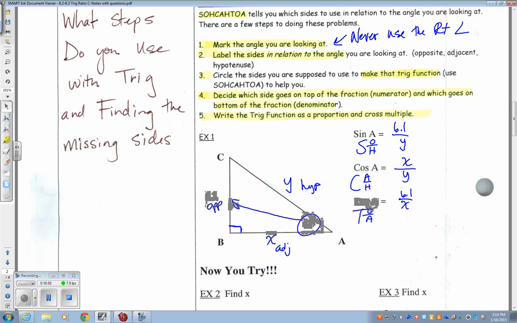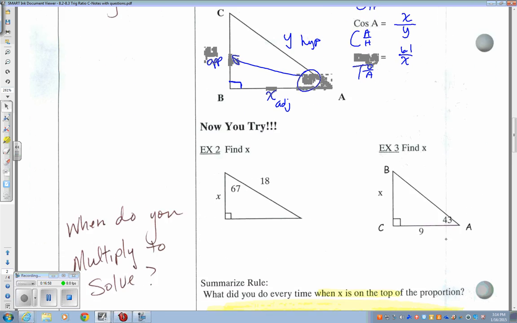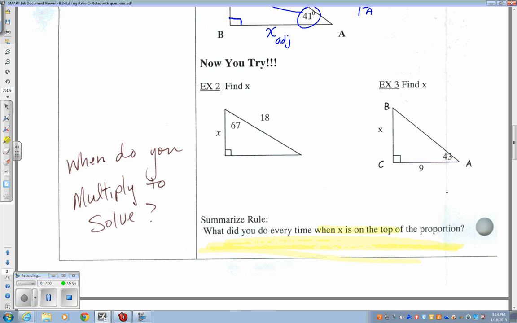Our angles, we will use our acute angles. If I need to find its missing angle, you'll use its complement. So, example 2. Who is the angle? Alright, start there. You circle that angle. Kosi, you need to do this with me. And then you label everything in relationship to that angle.